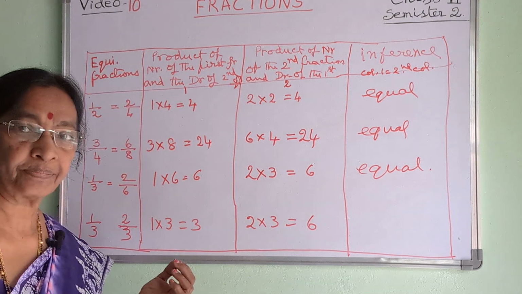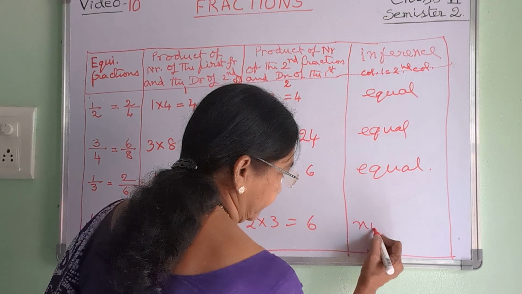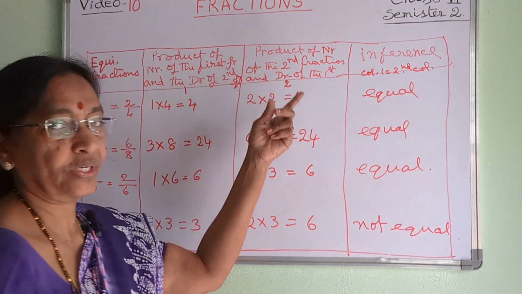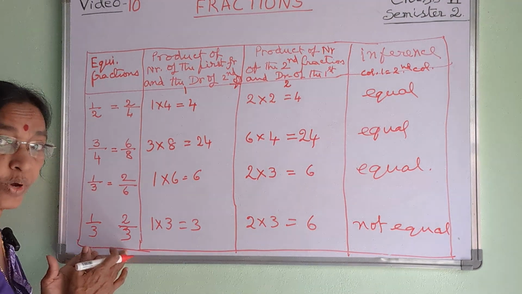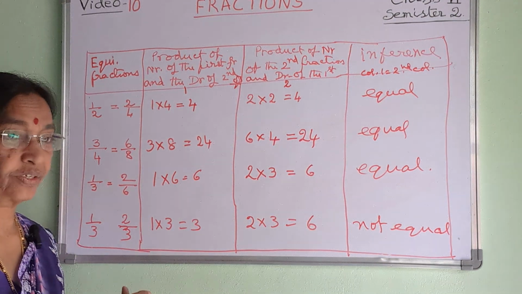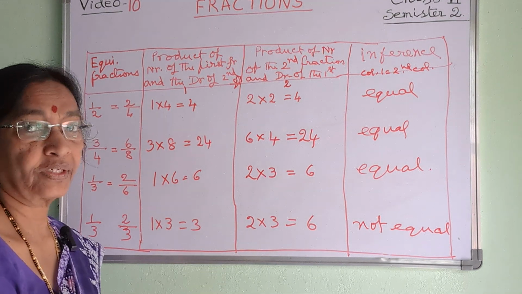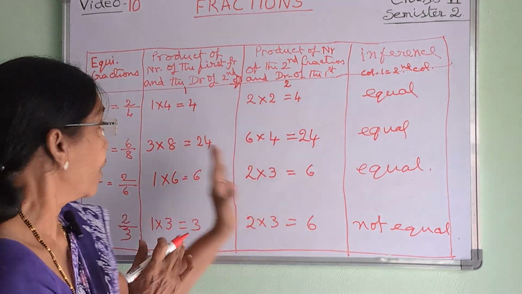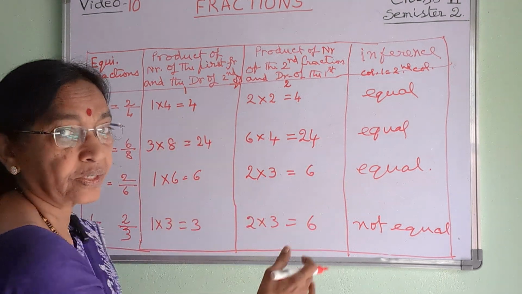Are they equal? 3 and 6, are they equal? No, not equal. The two products are not equal because these two are not equivalent fractions. Therefore, for non-equivalent fractions, these two products are not equal. For equivalent fractions, these products are equal.